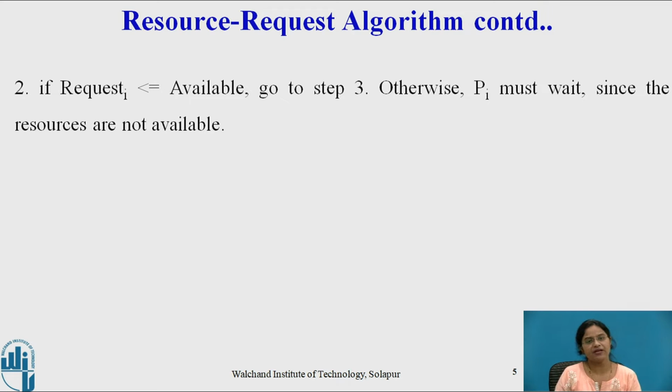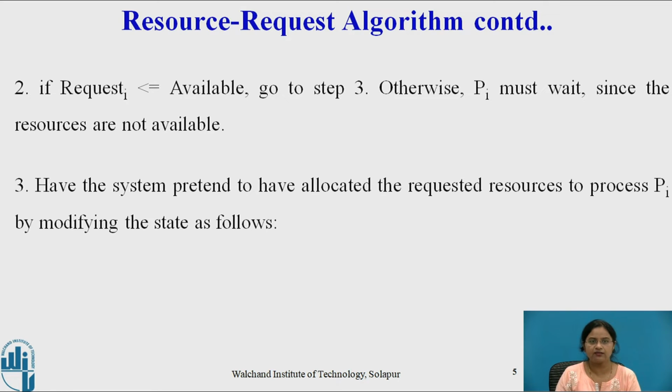Now if the request made by the process is less than available, then have the system pretend to have allocated the requested resources to process Pi by modifying the state as follows. It means if both conditions are true, request is less than need and request is less than available, then the system must pretend that it allocates these resources to the process, try to modify the state, and check whether the system results in a safe state or not.